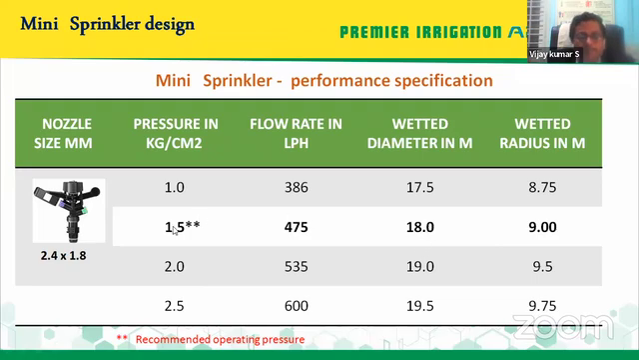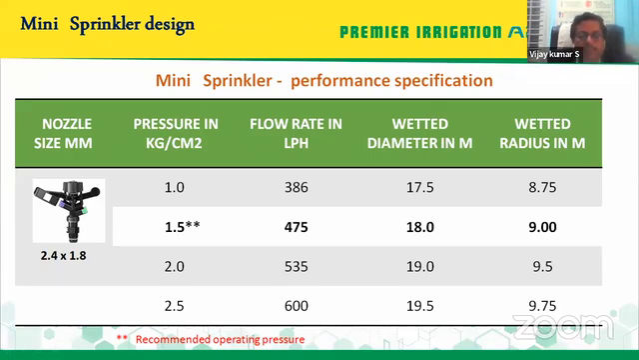Then this is the recommended operating pressure. You can increase the pressure if you have a bigger size pump. The advantage is, as you increase the pressure, it will also cover a larger radius. So this is the range: it starts from 17.5 right up to 19.5. But for the design sake, we generally take 1.5 because in many places the farmers don't have that much pressure.